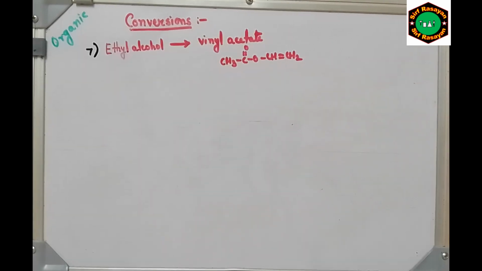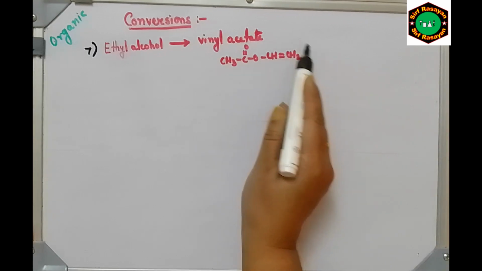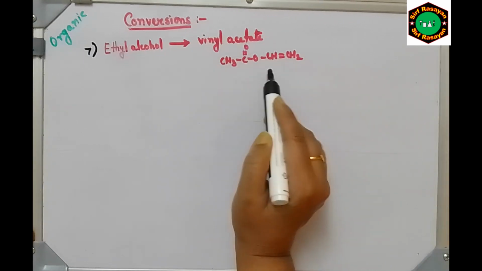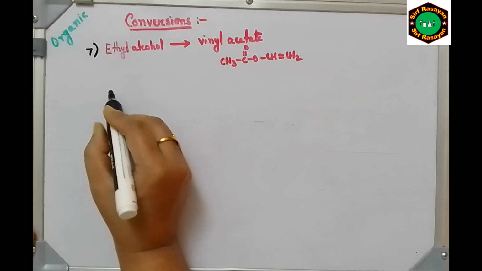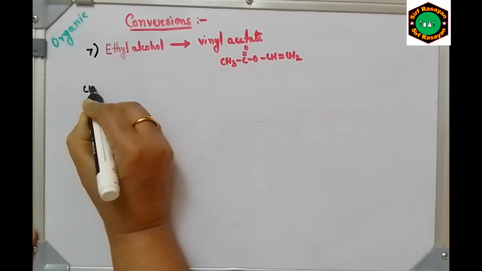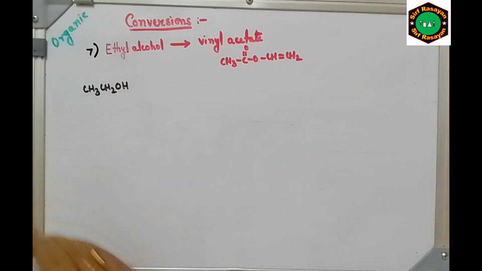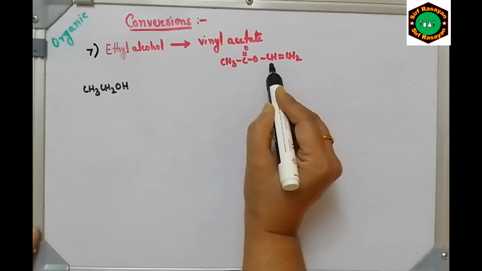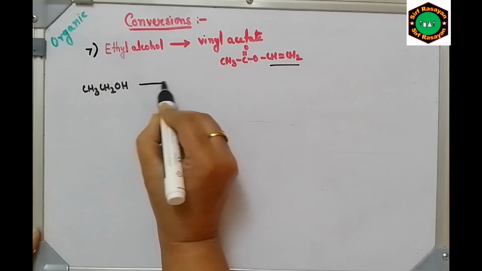Next is ethyl alcohol to vinyl acetate. This is acetate, this is vinyl group. So this is vinyl acetate. In ethanol, 2 carbon atoms are there. How to start? CH3, CH2, OH. Now first we have to prepare this vinyl moiety. How will we prepare it from alcohol?